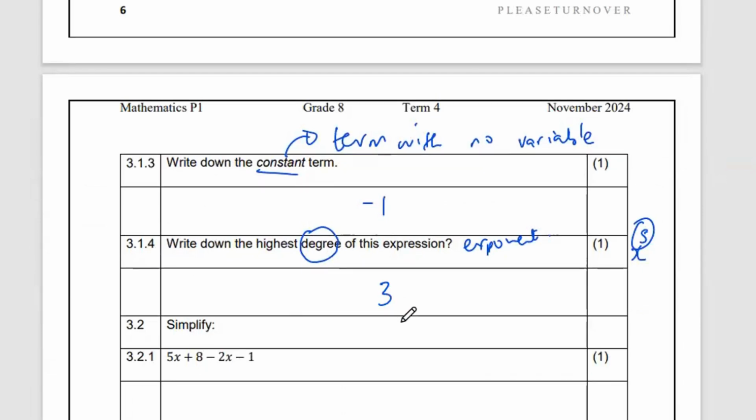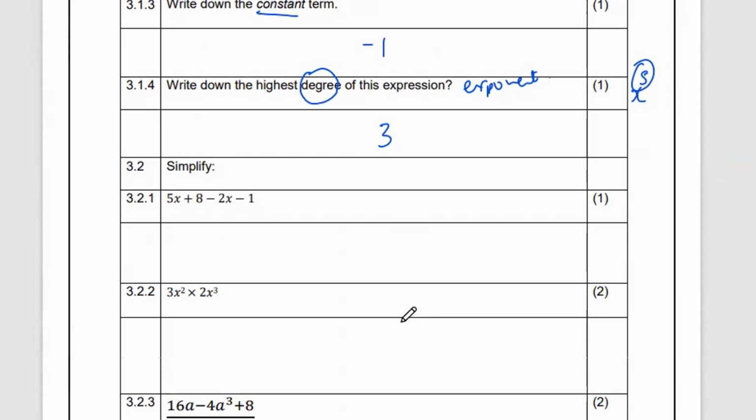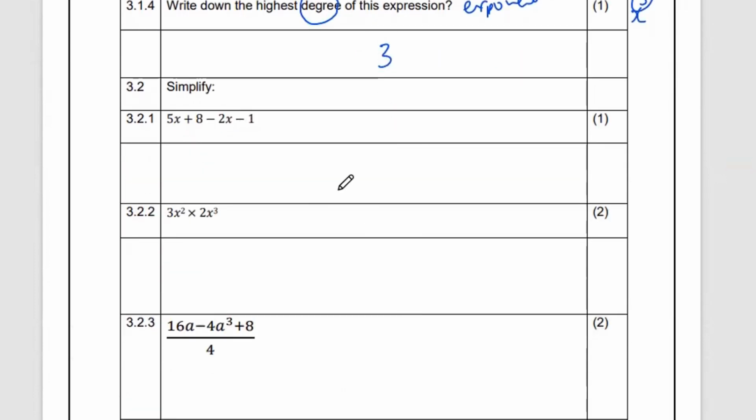Then 3.2, we're given these expressions that must be simplified. So the instructions are telling us simplify. So when you're simplifying, you're trying to break down. And we can only do that when we collect like terms together and apply the operations. So in this case, I have my 5x together with this 2x, but the sign in front is a negative, so minus 2x. Then I have my constant term, which is 8, and then another one, which is negative 1. So a number and the sign before it, a number and the sign before it.